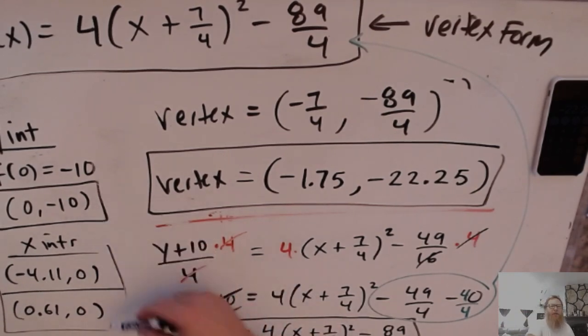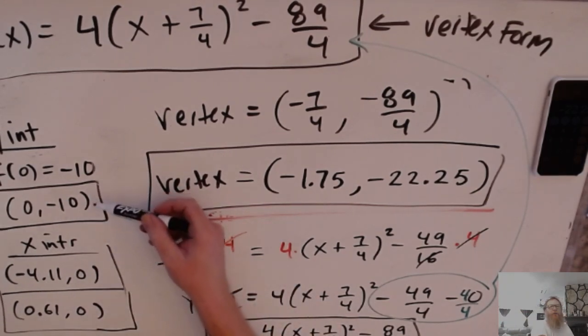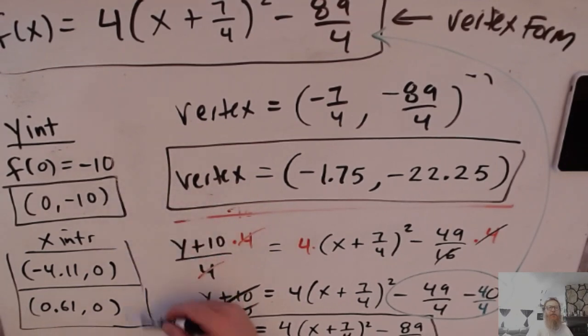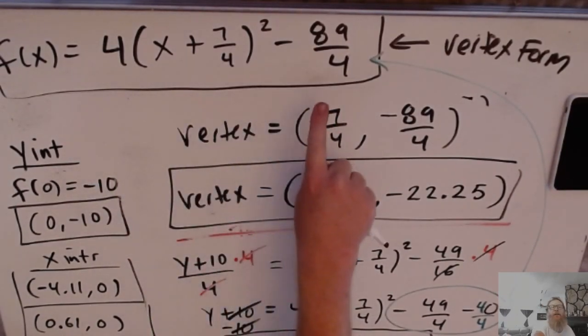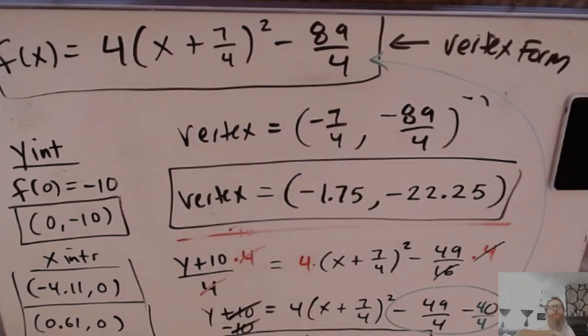So I don't know, you might want to summarize all your work here. You got your y-intercept, you got your 2 x-intercepts, and you got your vertex. I've got all my answers on the board before I erase them. Oh, and you also have your vertex form up here.